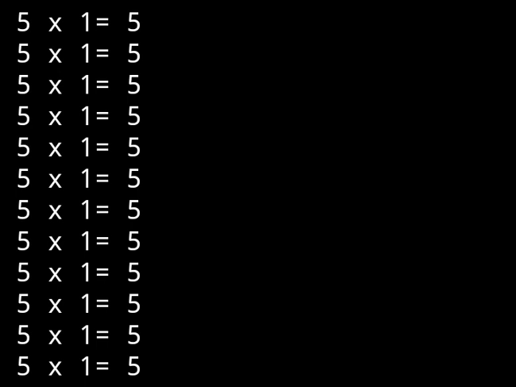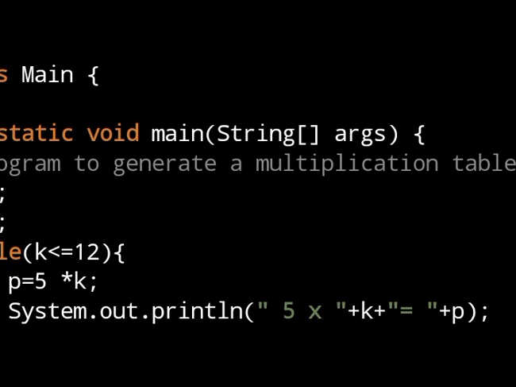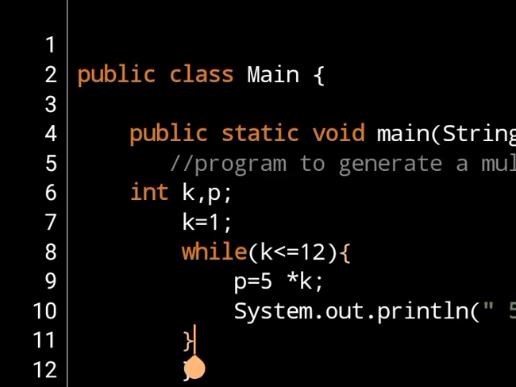This is an infinite loop. Let me go back to correct it. There should be an incremental value here, in order not to have an infinite loop. So by the time k is increasing and gets to 12, it will get out of the loop. So let's run it.